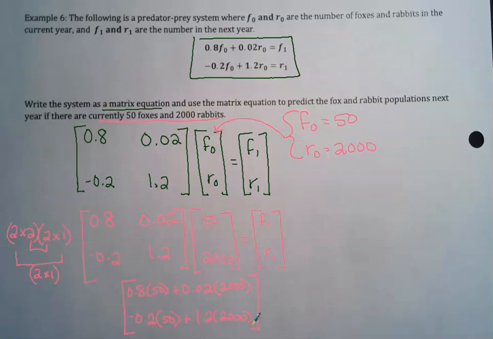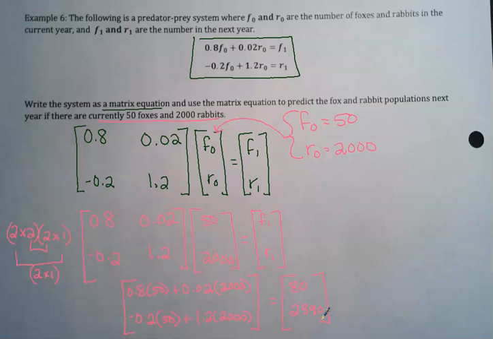0.8 times 50 plus 0.02 times 2,000 is equal to 80. And negative 0.2 times 50 plus 1.2 times 2,000 equals 2,390.